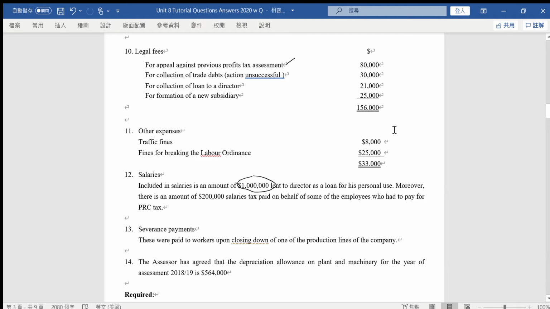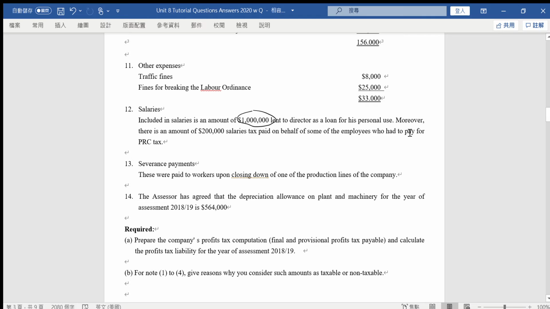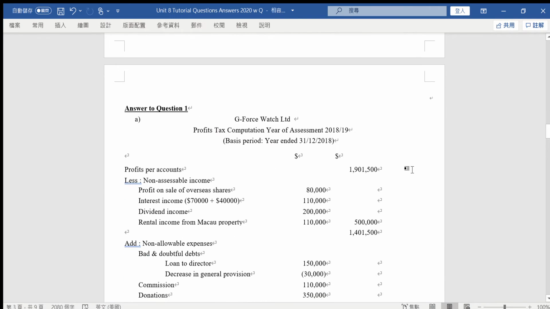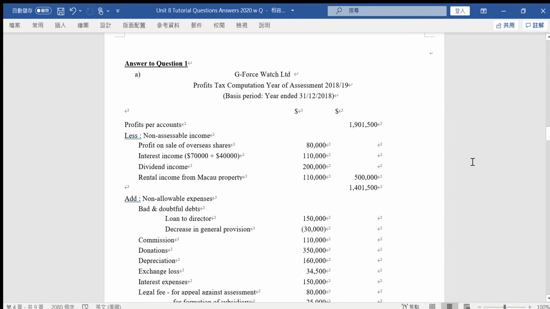And then 14 is about the statutory depreciation amount. That is the figure allowed to deduct. Depreciation, statutory depreciation. Now after we have discussed all of that, by looking at the answer, remember to write down the company name on top, and the year of assessment and the base period. You should write it down clearly.